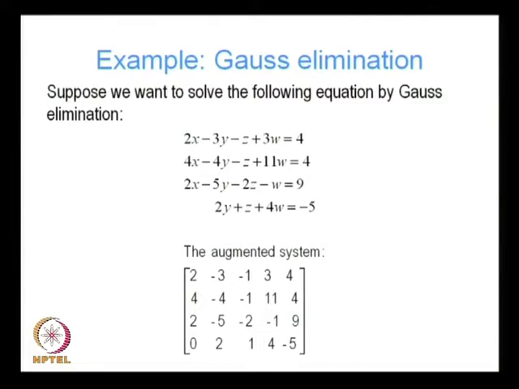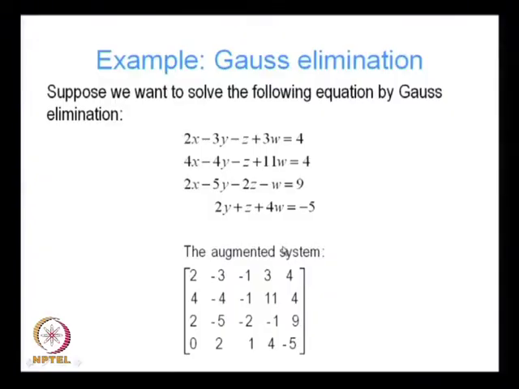Let us look at a simple example. Suppose we want to solve this system of equations with four equations and 4 unknowns, and we want to solve it using Gaussian elimination. The augmented system is given by this, where we have moved the right hand side to the left, and we are going to operate on this using Gaussian elimination. The first step will be the reduction, and then we will use back substitution to solve this system.